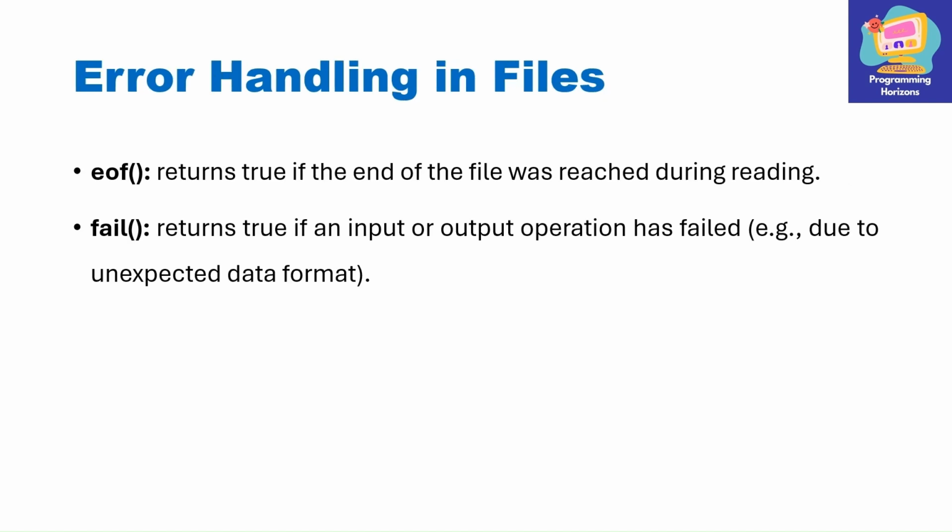C++ provides us a few special methods for error handling in files. The first method is eof, which stands for end of file. It returns true if the end of file is reached, otherwise returns false. The second method is fail, which returns true if an input or output operation has failed due to some unknown reasons, such as unexpected data format. Otherwise, it returns false.